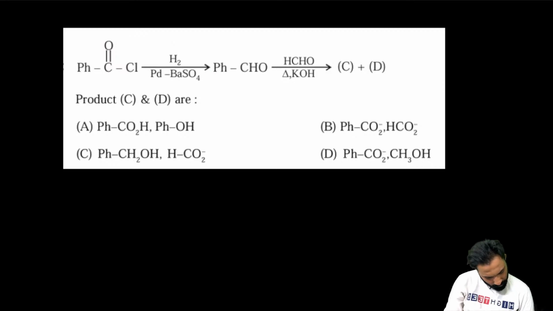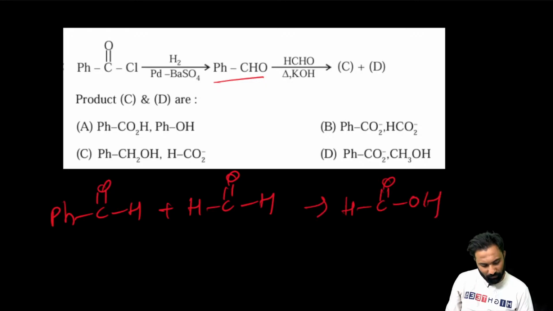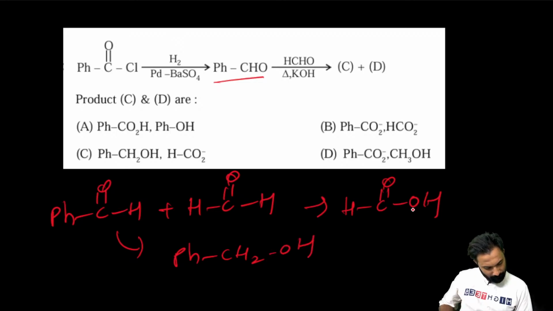See, now this one is an aldehyde. Now, one is a formaldehyde, right? One is a formaldehyde. Now this is the Cannizzaro reaction. This one will be converted into the carboxylic acid, and this one will be converted into the alcohol. Now the answer is C. Yes, answer is C.